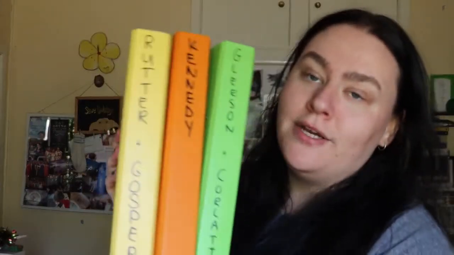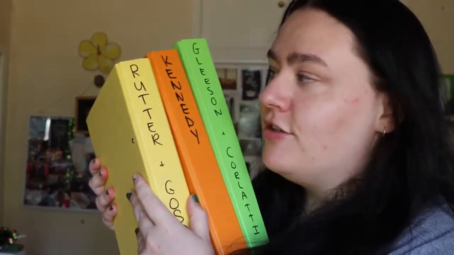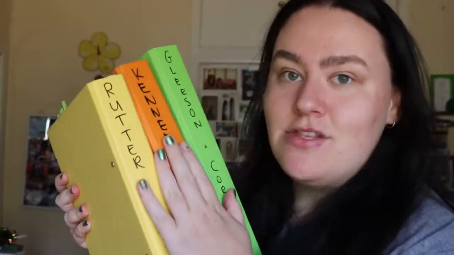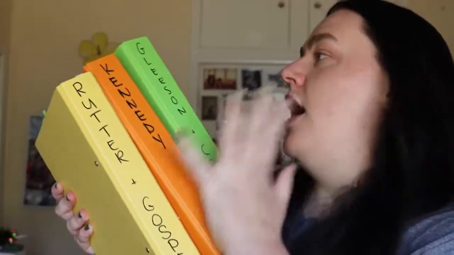Plus, I also have a green, orange, and a yellow folder. So this is obviously the Rudder Gospers. Everything to do with them is yellow. Kennedys, everything to do with them is orange. And Hogan, Gleeson, Lewis, and Coletti, everything to do with them is green. And I'll show you guys more about the green folder in a little bit.